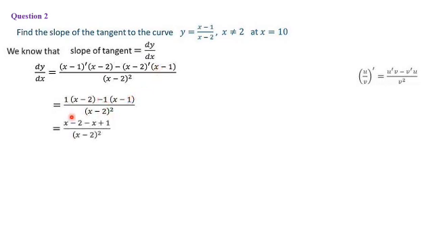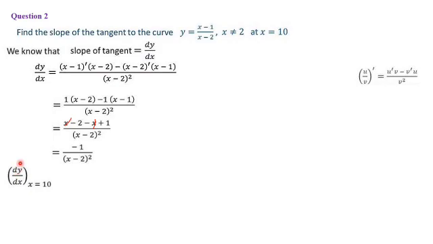When you remove the bracket, x minus 2 minus 1 into x is minus x, minus into minus is plus, into 1 is 1. Then plus x minus x we can cancel. After cancelling plus x and minus x, there will be minus 2 and plus 1. Minus 2 plus 1 is minus 1, divided by the denominator x minus 2 the whole square.